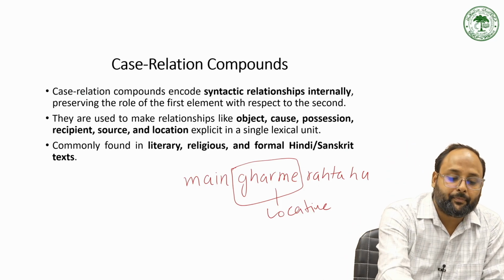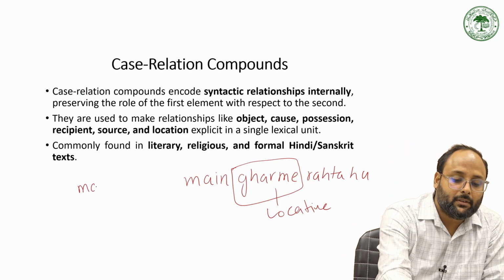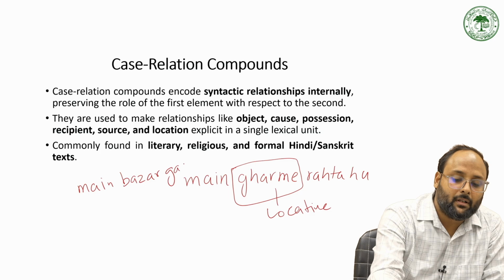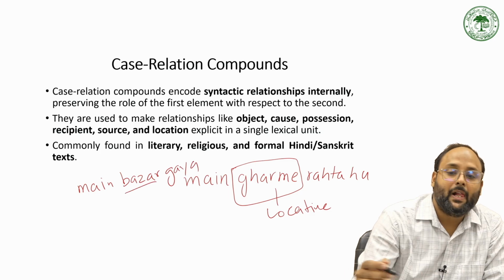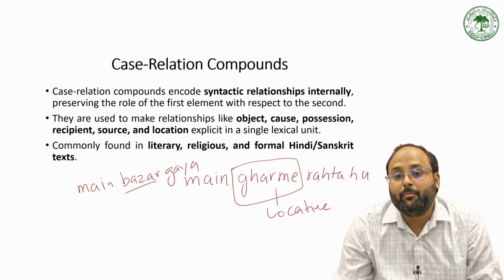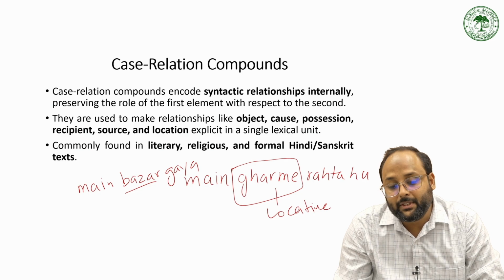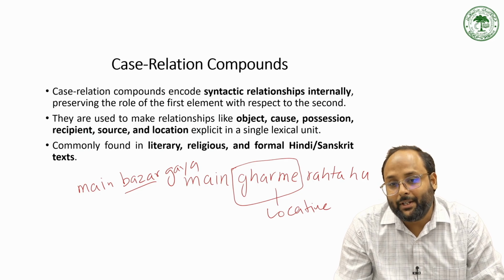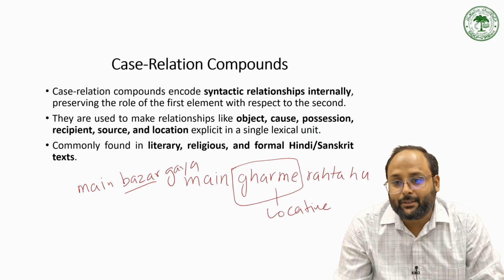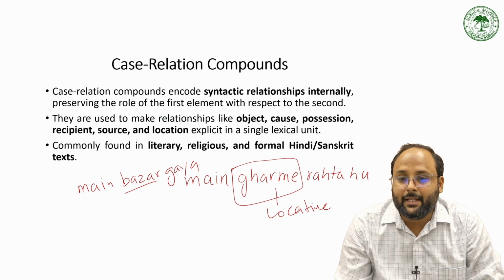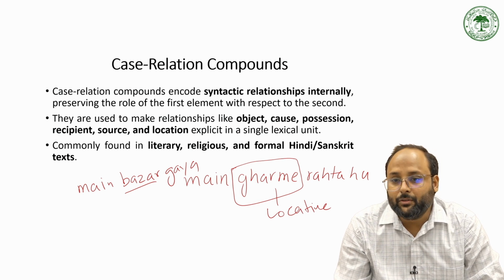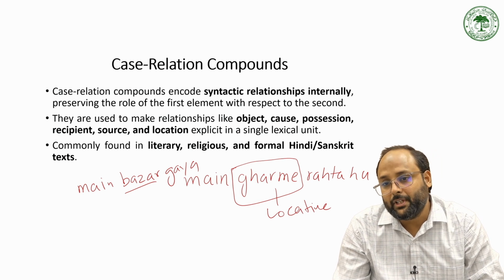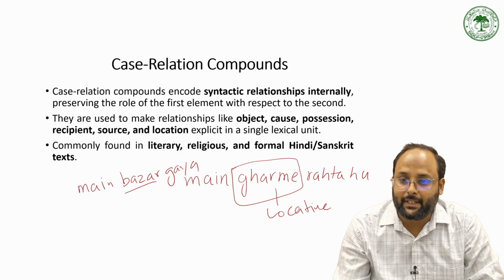But the case relation compound describes all these things, like the object. Normally the object, like मैं बाजार गया. Here bazaar is the object, so it determines the accusative case. So this is normally the quality of syntax. Syntax determines the case relation of the different nouns according to their position and their function in the sentence.